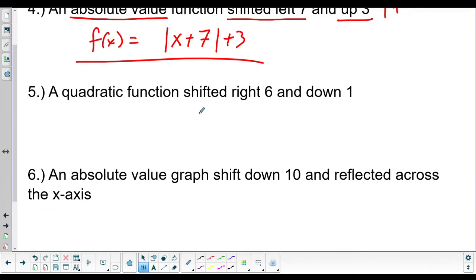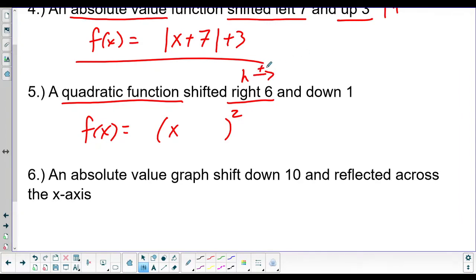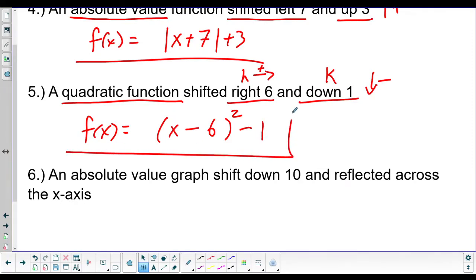All right, let's try 2 more. F of x equals a quadratic function. So we're going to put some parentheses, put an x inside, and square it. Now we need to look for our transformations. Shifted to the right 6. Left, right is h. Right is normally positive, so we need to do the opposite. So minus 6. Down 1, this is our k value. Down is negative, and k should be the sign that it wants to be. It doesn't lie. So if we're going negative, we need to put negative 1. And there you go. There's your equation. Pretty straightforward.